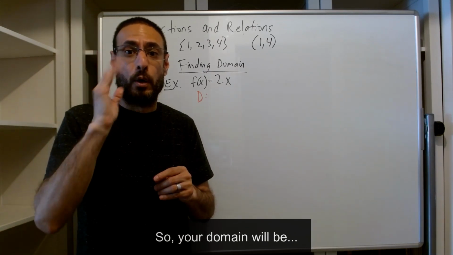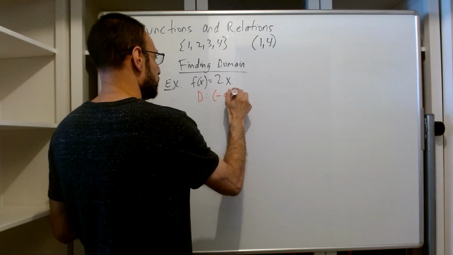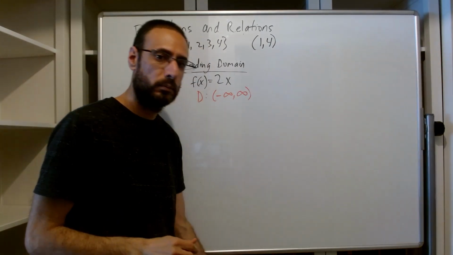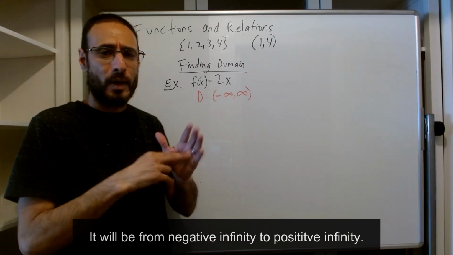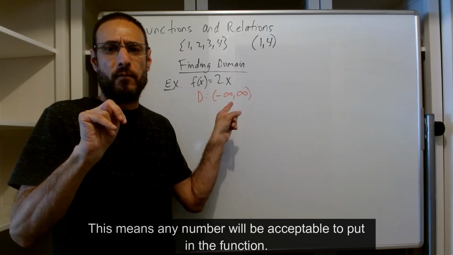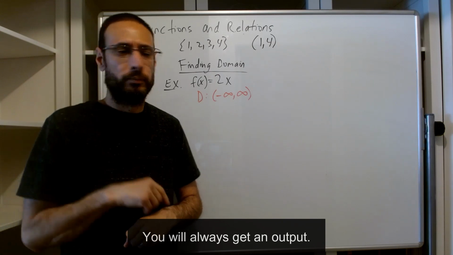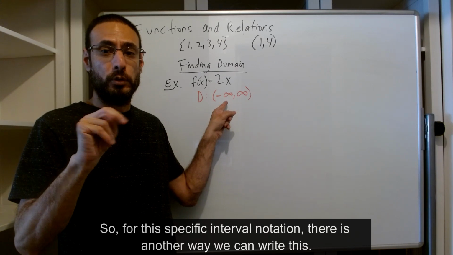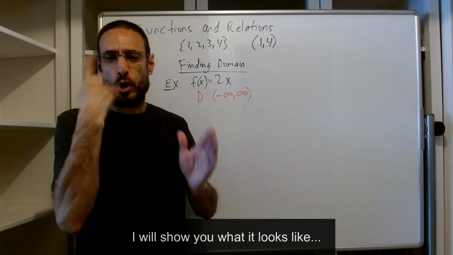So, your domain will be from -infinity to +infinity. This means any number will be acceptable to put in the function. You will always get an output. So, for this specific interval notation, there is another way we can write this. I will show you what it looks like.